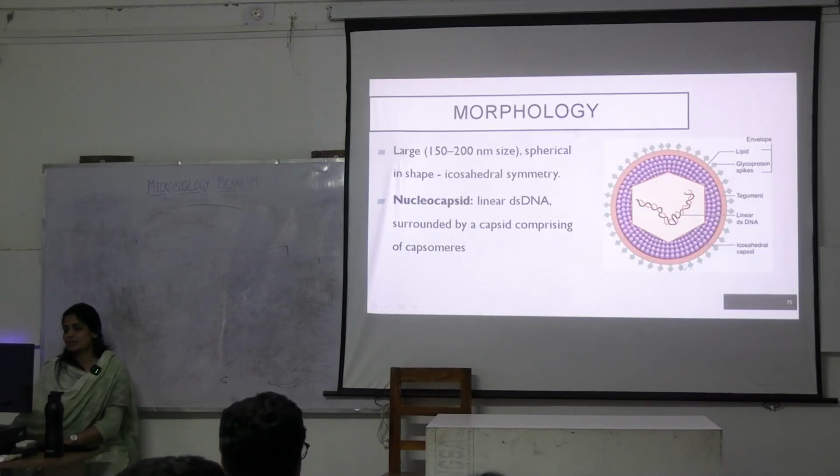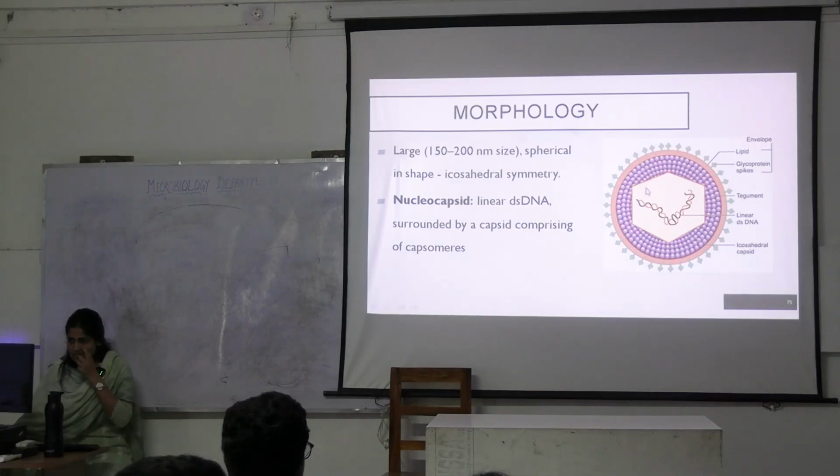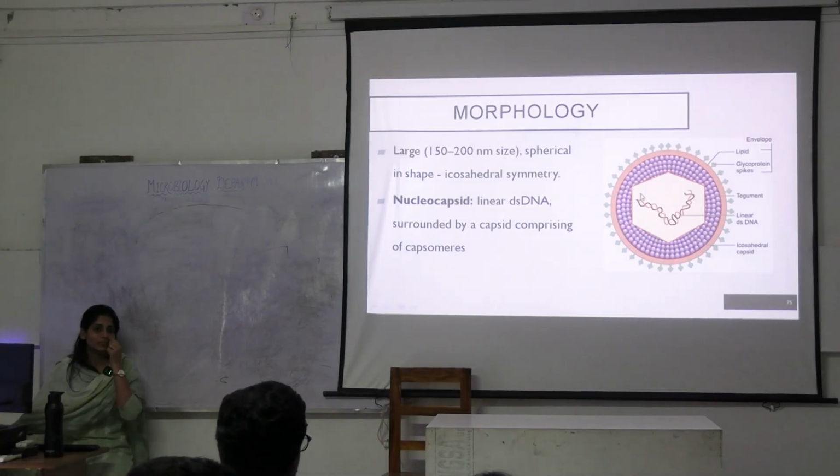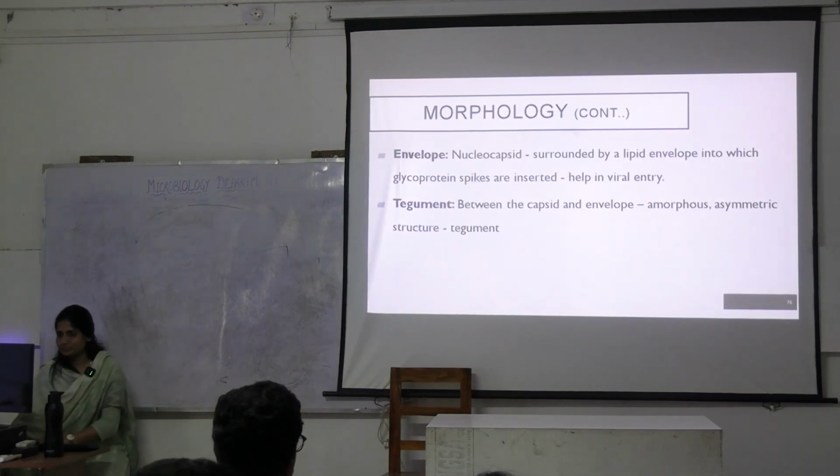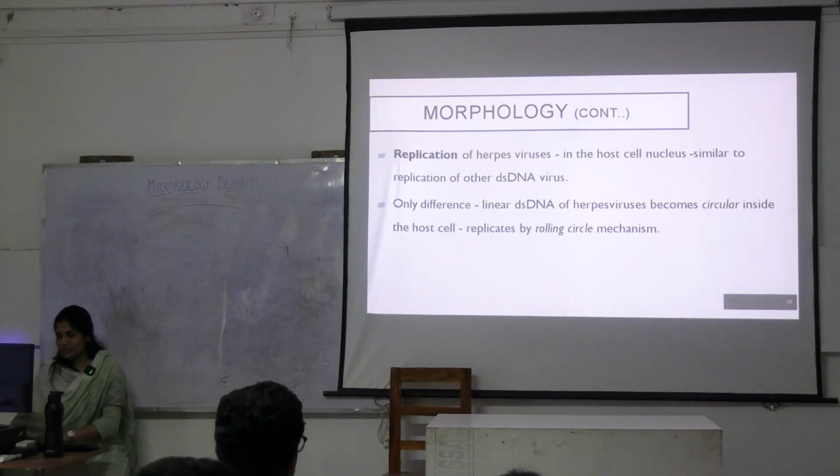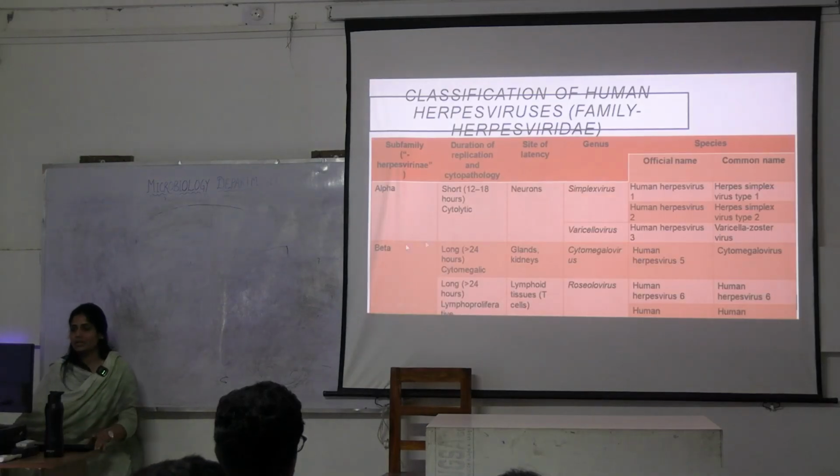Herpes virus is a linear double-stranded DNA virus, icosahedral symmetry. This is icosahedral symmetry. Can you see this? What do you mean by icosahedral? 20 faces, 20 facets, right? But we'll focus on classification first.